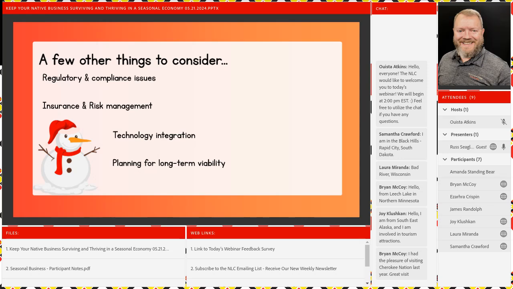And then planning for long-term viability. Folks, the last thing I'm going to say is just sit down, work on that business plan. If you've not done a business plan, or if you've not done a business plan in a number of years, it's time to sit down and take a fresh set of eyes to your business and write that business plan as if you were starting fresh today. Come up with a strategic business plan that's going to help you look at what your business needs.